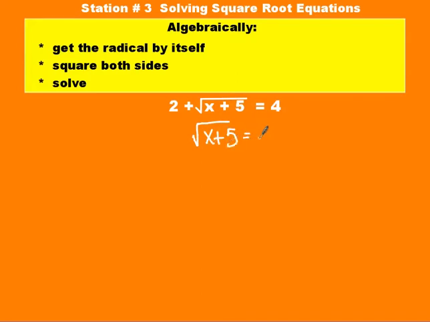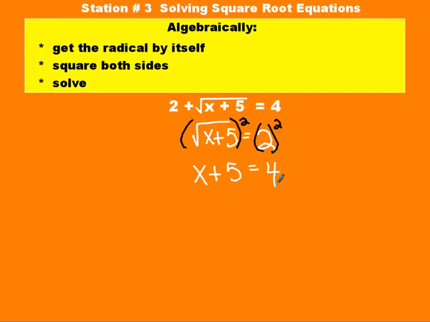When we take 4 minus 2, of course, it's 2. Now I need to get x by itself, but it's under a radical. How do we get rid of a square root? We square both sides. Remember, what I do to one side, I have to do to the other side. Squaring a square root, poof, makes it go away.